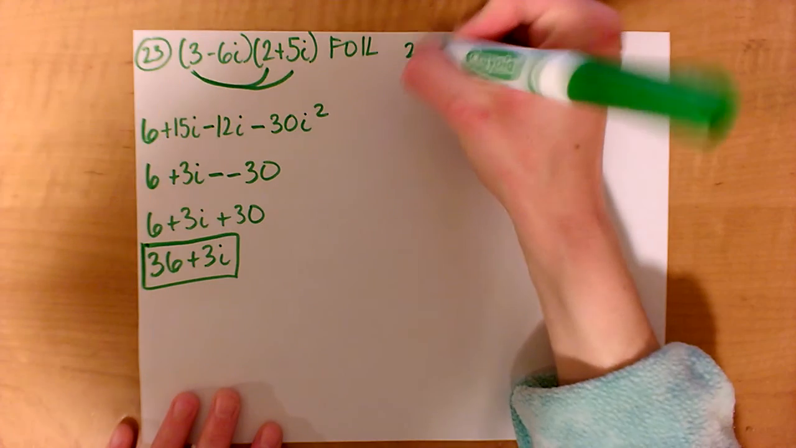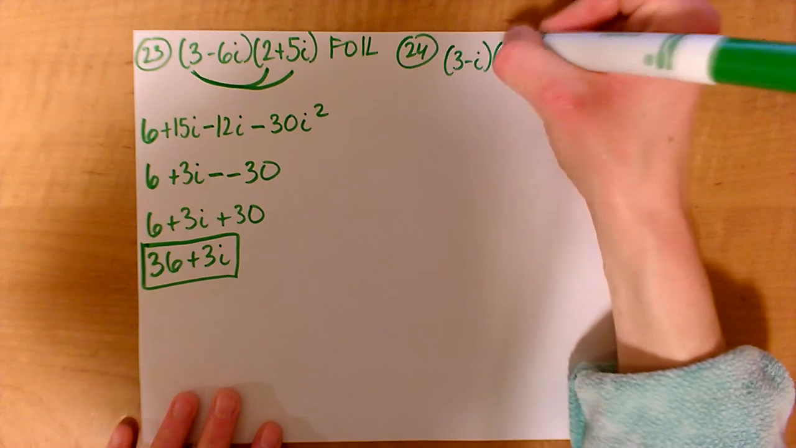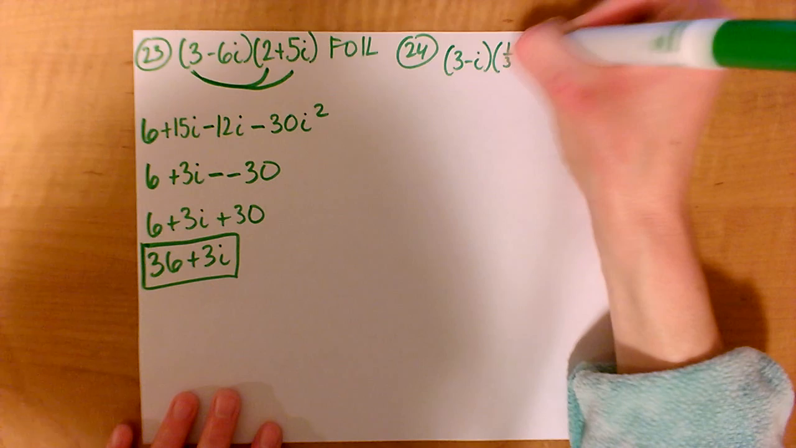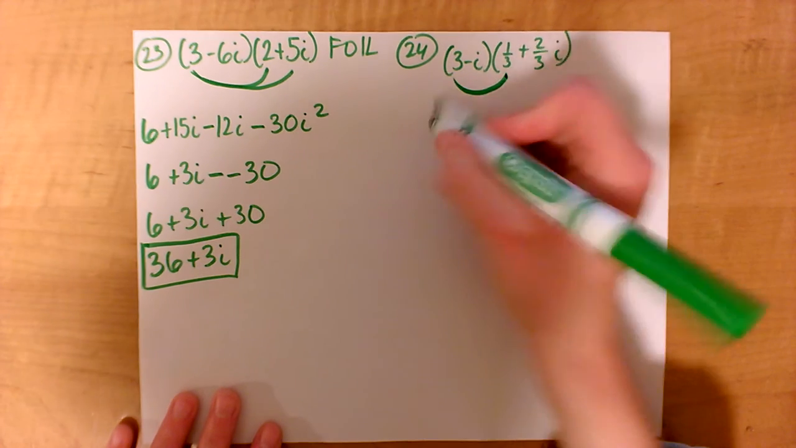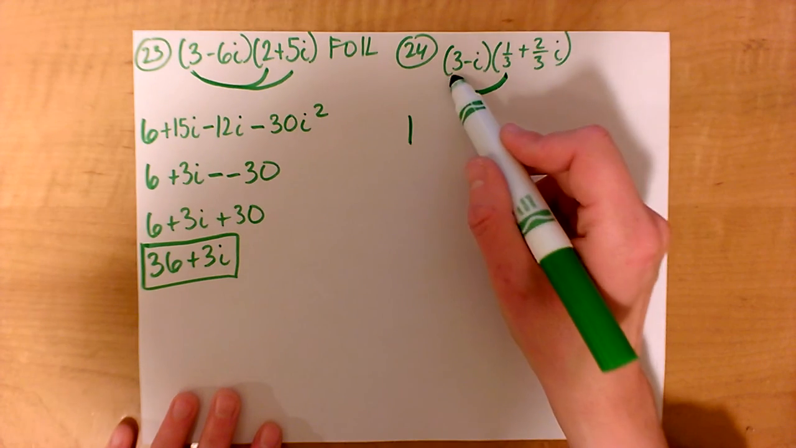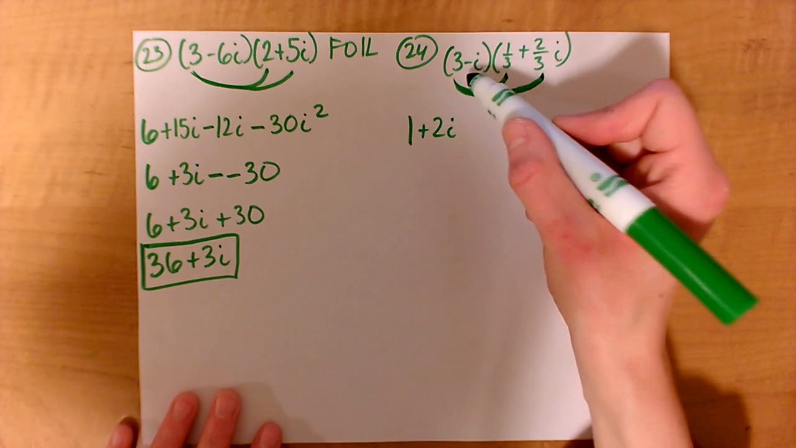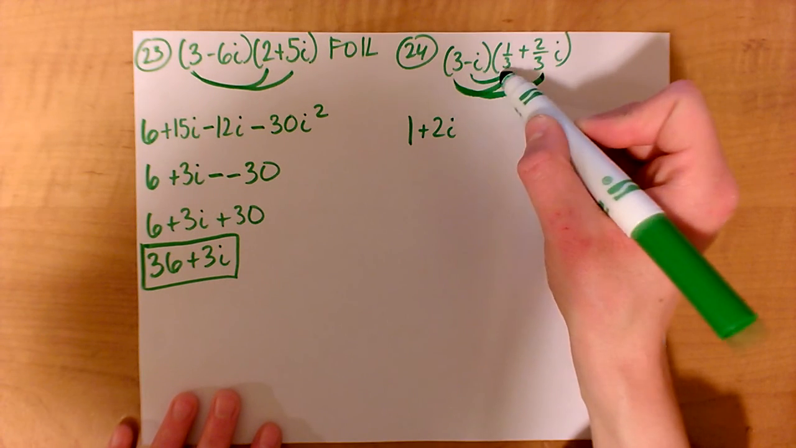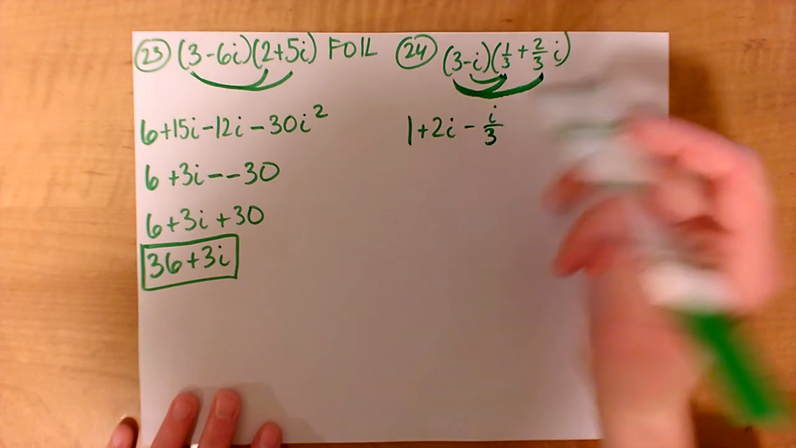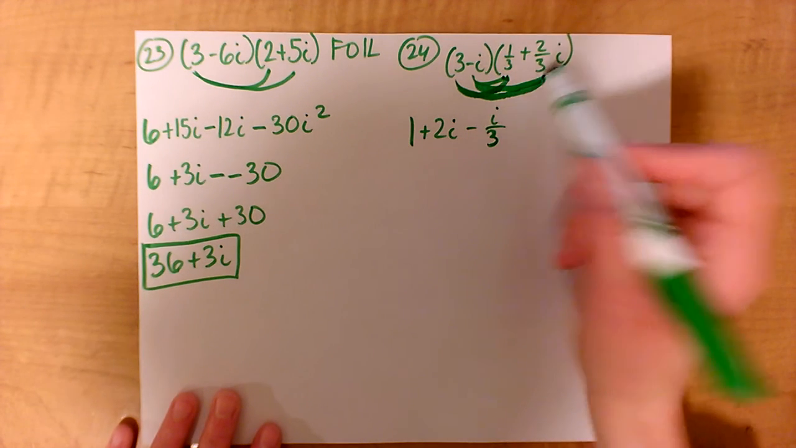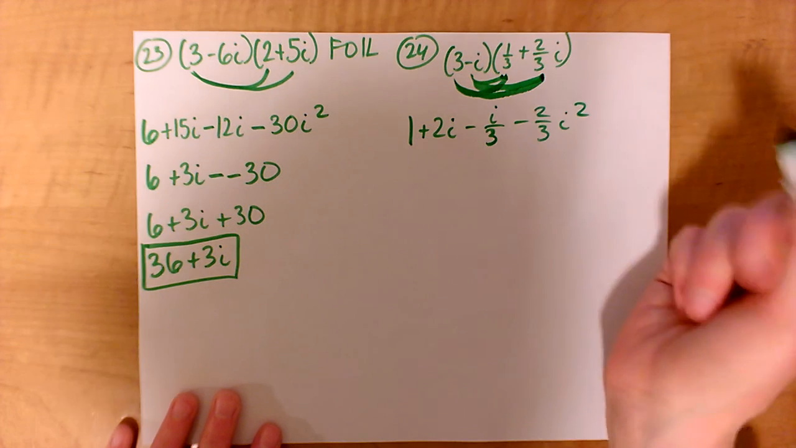So last problem, 24. We have 3 minus I times 1/3 plus 2/3 I. Alright, so multiplying first, 3 times 1/3 is 1. My outers, 3 times 2/3 I, that's going to give me plus 2I. My inners, negative I times 1/3, that's negative I over 3. And then my last, negative I times 2/3 I, that's going to be negative 2/3 I squared.